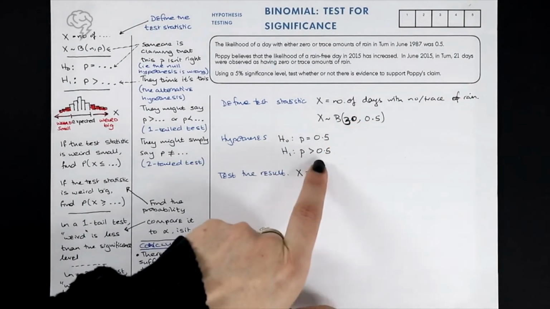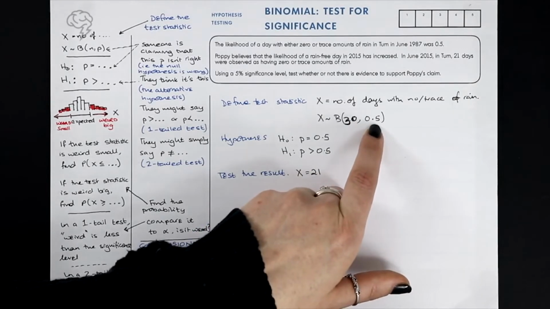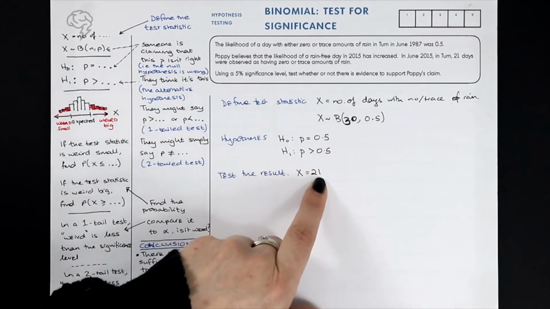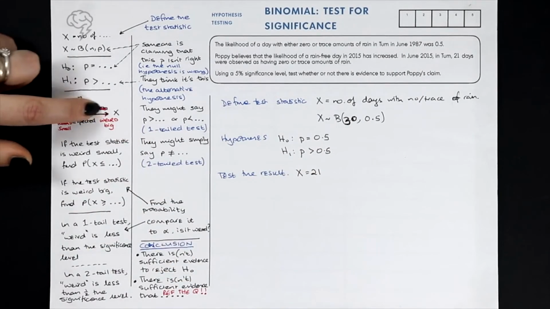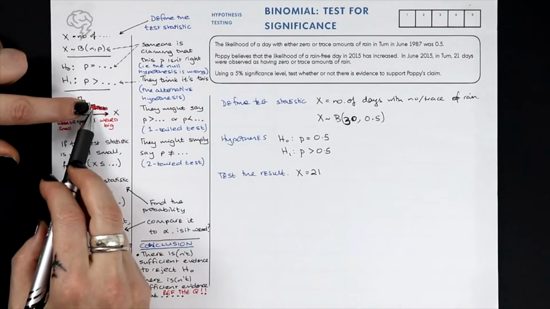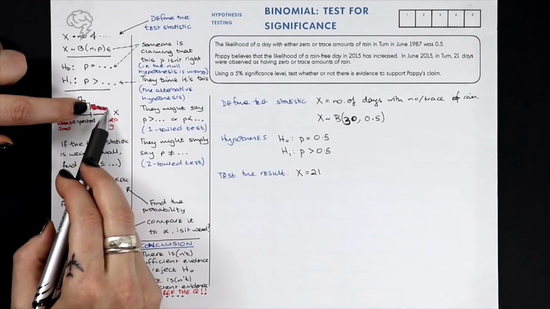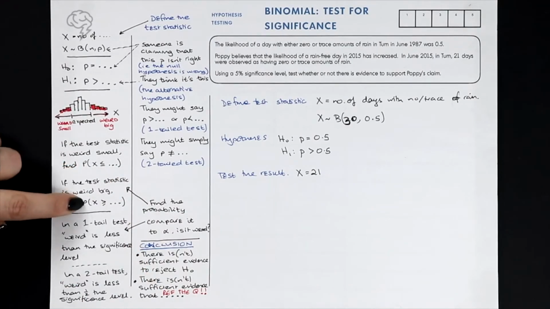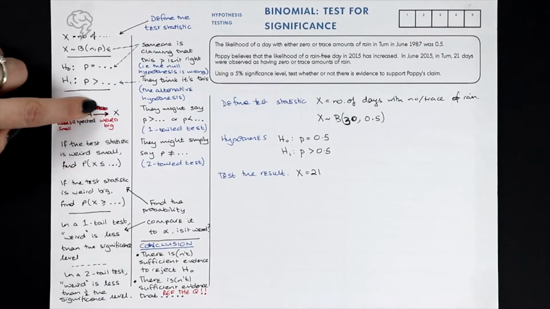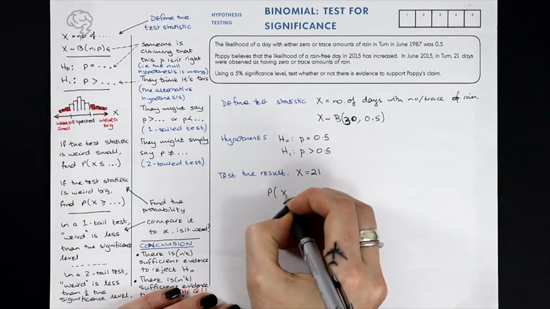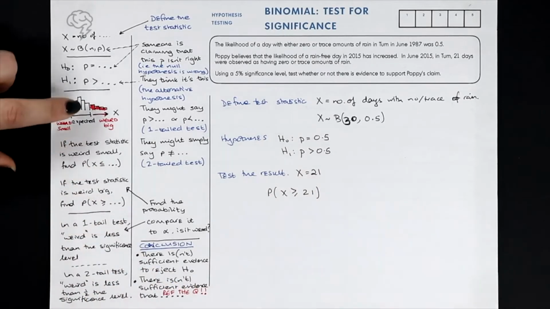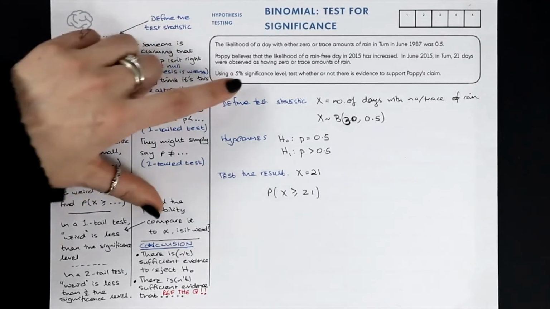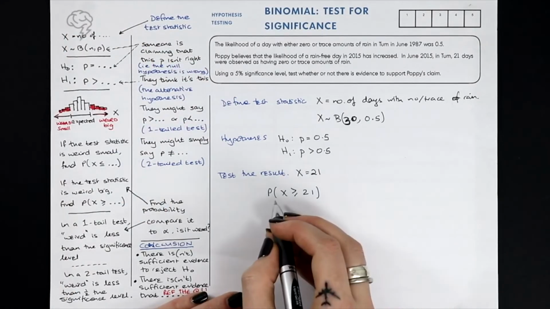So it seems like she's probably right. It seems like it probably is more than half, because if it was a half, we'd expect 15, and we've got 21, but we need to check. So we need to find out what is 21 and higher. How big is that area? How much of the top weirdness is that? So we've got a big weird, we're going to go to the right and test this area. We want the probability that X is greater than or equal to 21, and that's going to tell us this red area, and Poppy is hoping that it comes out less than 5%.